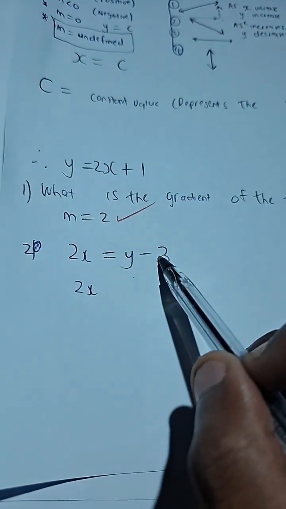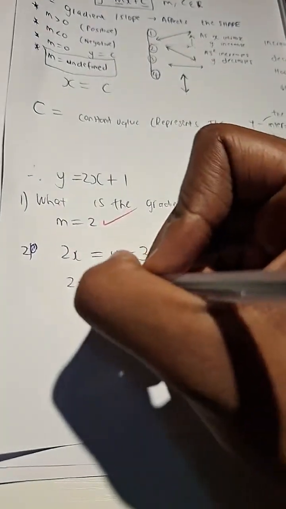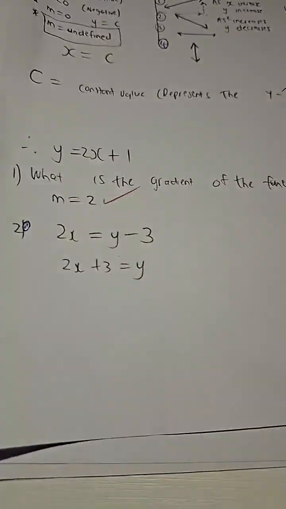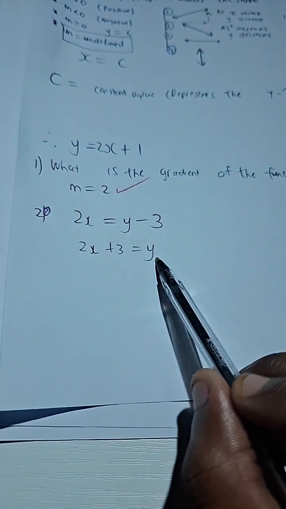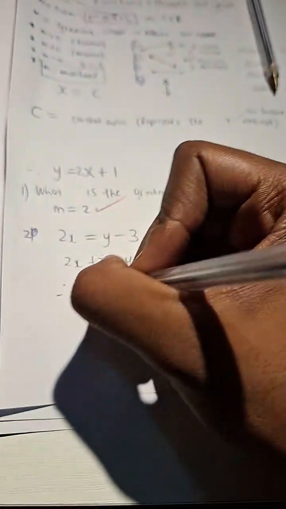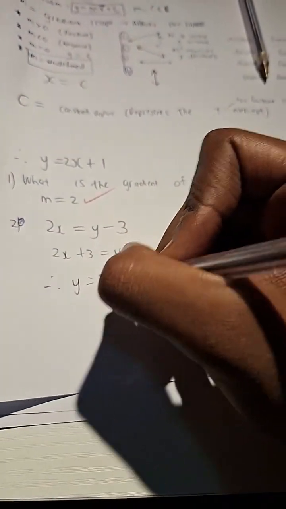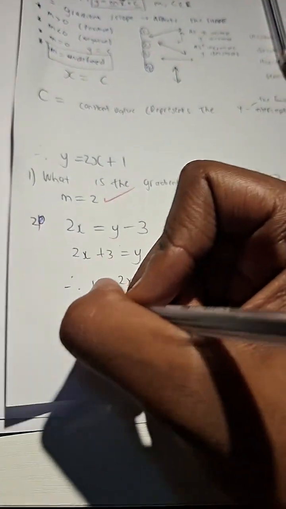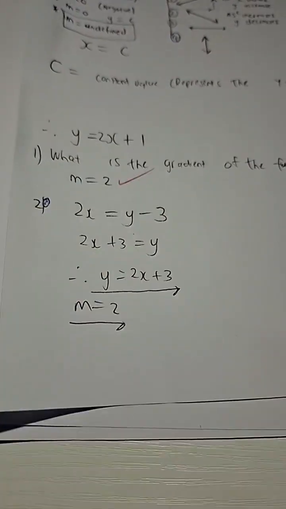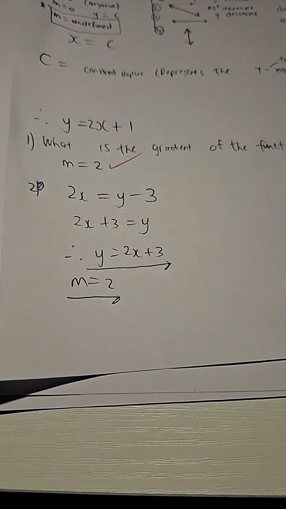Make y the subject of the formula. We transpose the minus 3, it becomes positive 3 on the other side: 2x plus 3 is equal to y. So y is isolated, and y is equal to 2x plus 3. Therefore y is equal to 2x plus 3. So you guys said m is equal to 2. You guys are 100% spot on. I agree with you. Why?